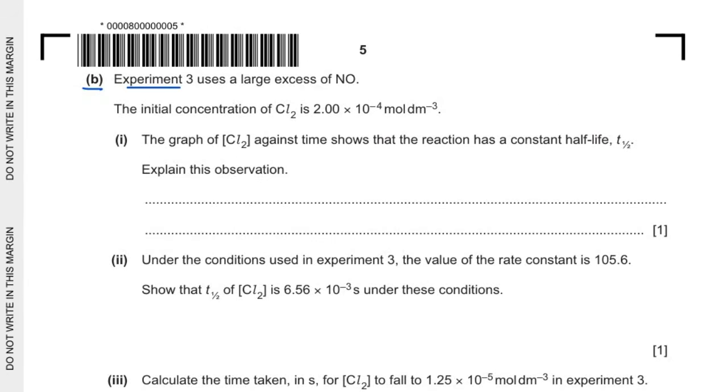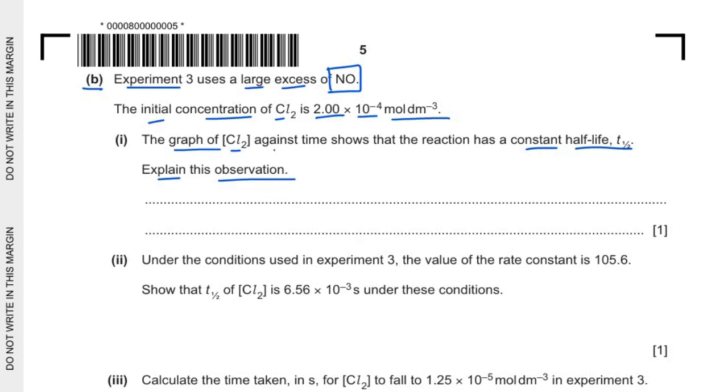Next is experiment 3, which uses a large excess of NO, nitrogen monoxide, and the initial concentration of chlorine is 2 into 10 power minus 4 moles per dm cube. The graph of chlorine against time shows that the reaction has a constant half-life.